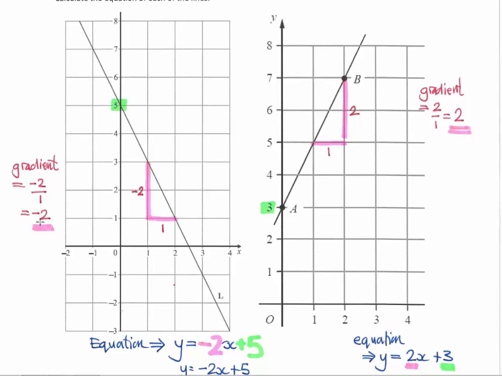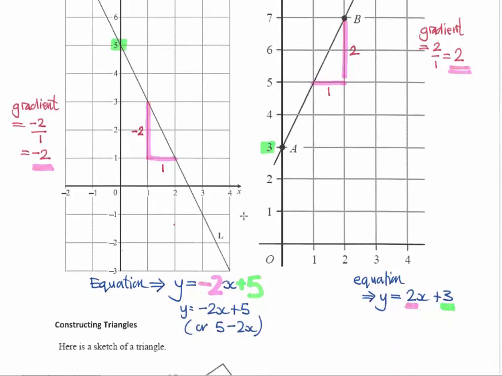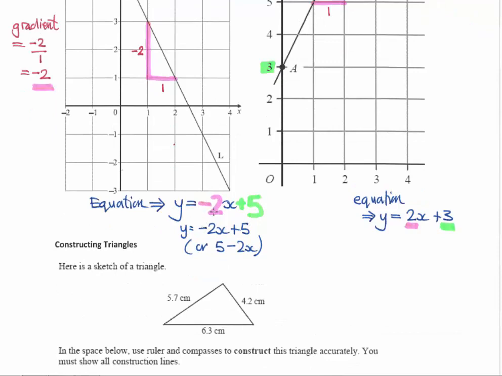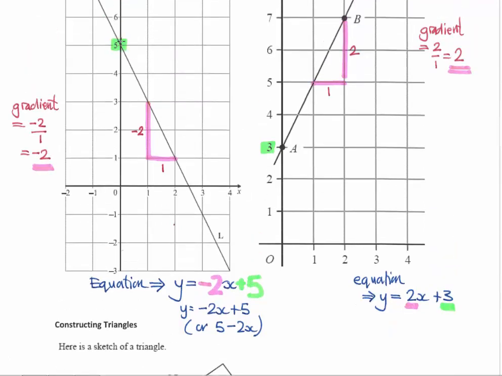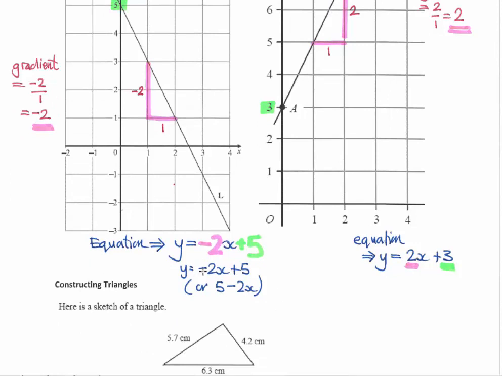So the amount of x is negative. The number at the end is 5. So the equation is y equals minus 2x, because the minus 2 was the gradient, plus 5, because that's where it crosses the y-axis. Okay, and if you wanted to, you could write it like this, y equals minus 2x plus 5, or if you wanted to, you could write it as y equals 5 minus 2x.